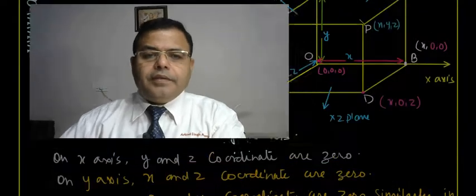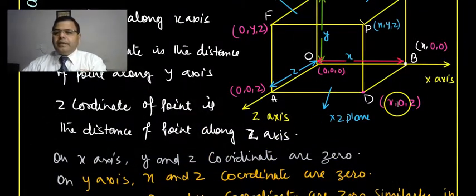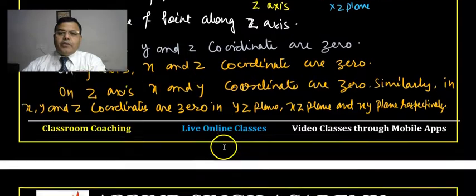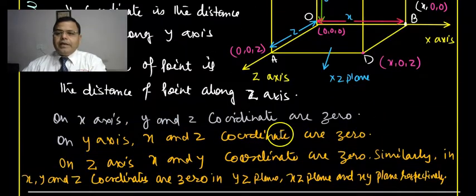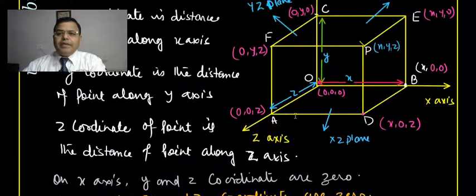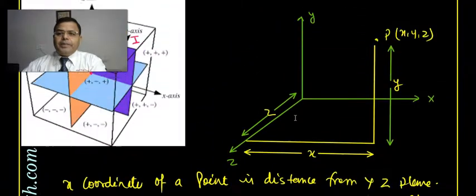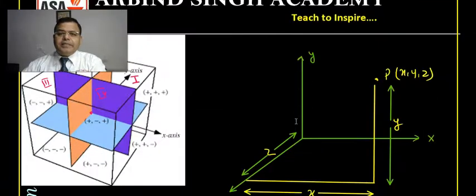It was wrongly written earlier, so I'll try to make you understand it. This is an xz plane, so the y coordinate is 0. I hope you all got it and understood it well. And this is all about the basic Cartesian system, and hopefully you understood it.